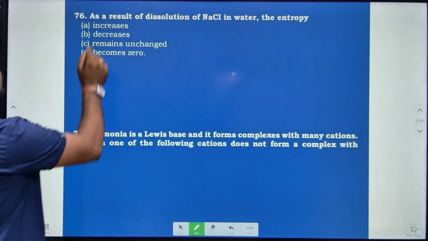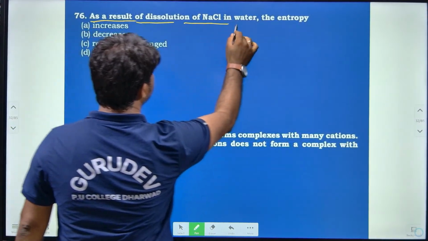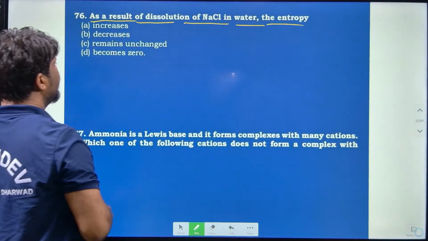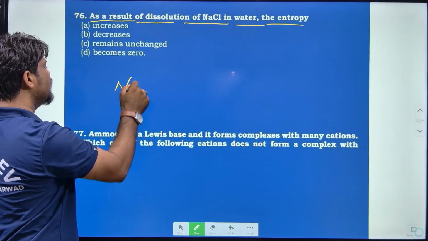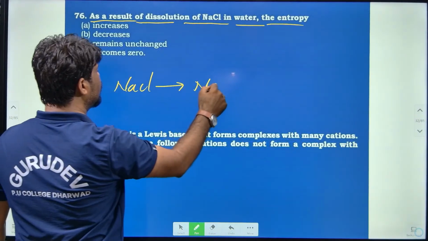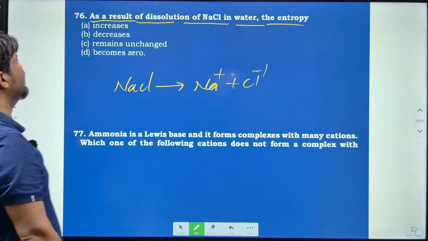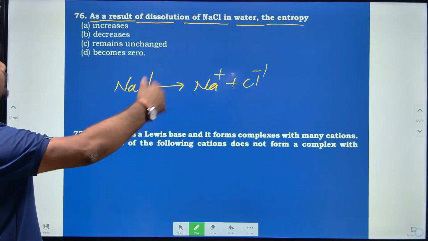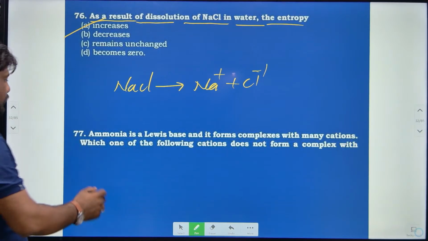Next, go to question 6. As a result of dissolution of NaCl in water, what happens to the entropy? When NaCl is dissolved in water, it increases the number of ions. As the number of ions increases, the entropy also increases. Well, I'll go to the next one.